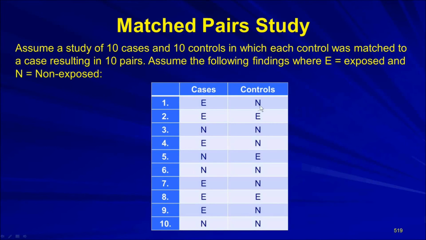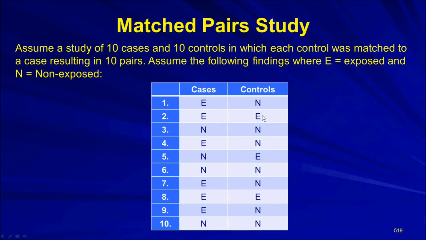Well, this is a discordant pair, isn't it? And so we have exposed and non-exposed. So let's see. Let's just count these. So we would be interested in this. Let's not count them. Let's just look at, we'd be interested in this.